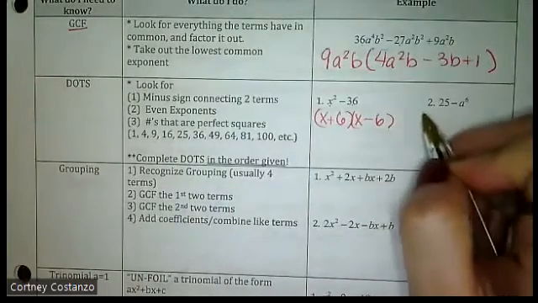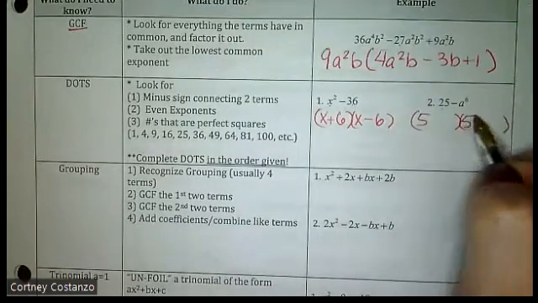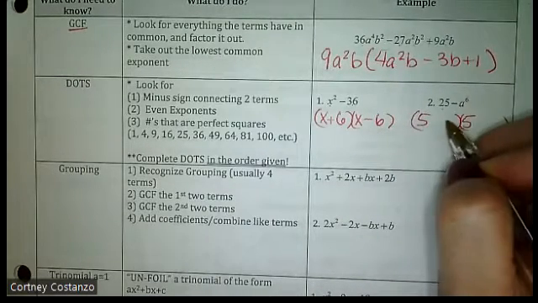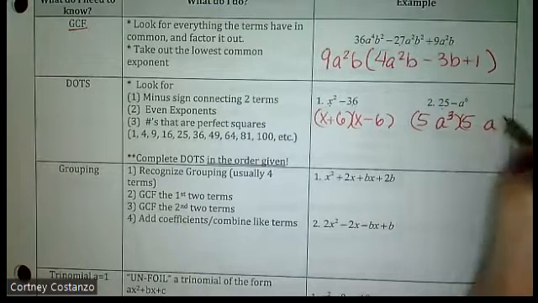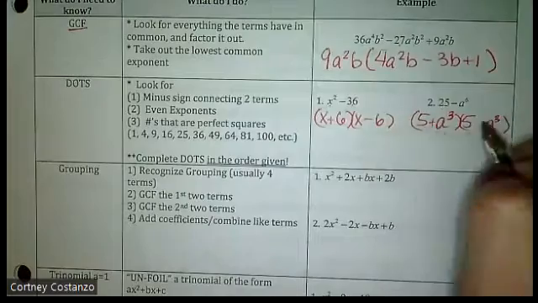Now, if the number comes first in a perfect square, then the number has to go first in the factor of that DOTS factoring. A to the 6th, you're essentially taking your exponents and cutting them in half. So we have a to the 3rd and a to the 3rd, plus and a minus.